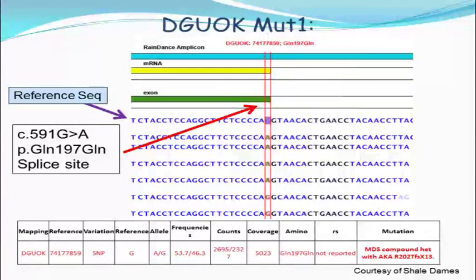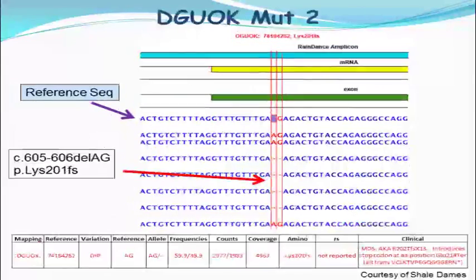And we did identify 2 mutations in the DGUOK gene. And here is the reference sequence. A nucleotide substitution has been identified at position 591, a G to A change, which is a silent mutation. However, this is the last nucleotide of this exon, which affects the normal splicing site. So this nucleotide substitution is causing a splicing site defect.